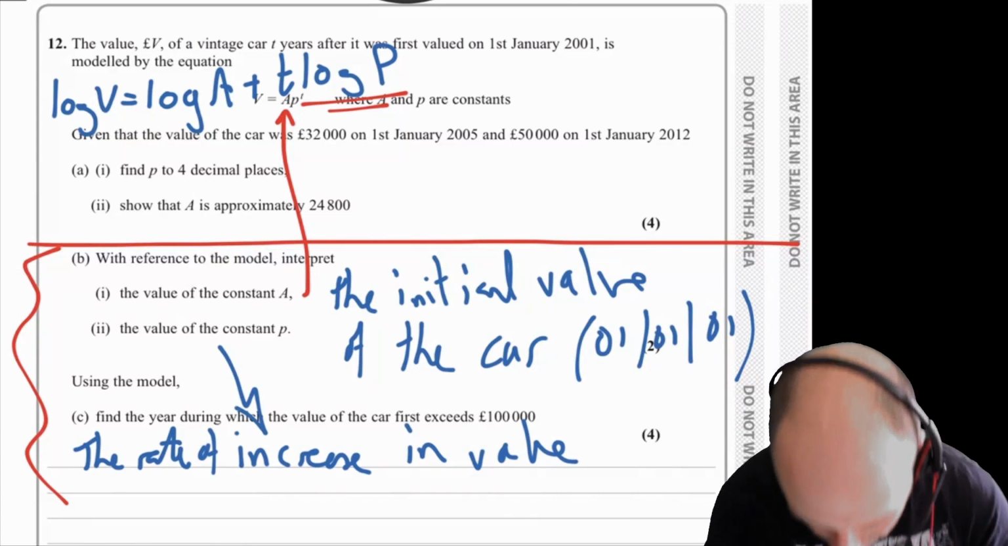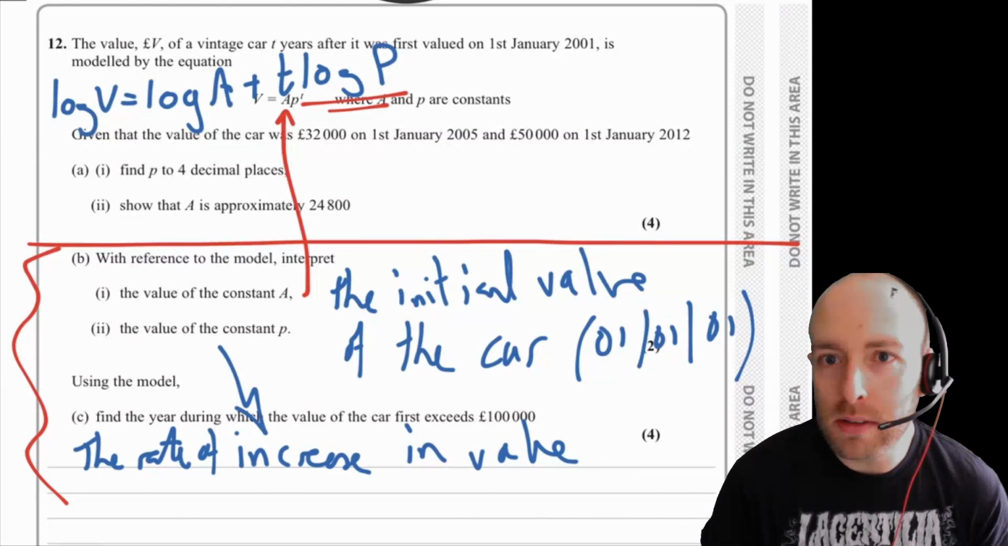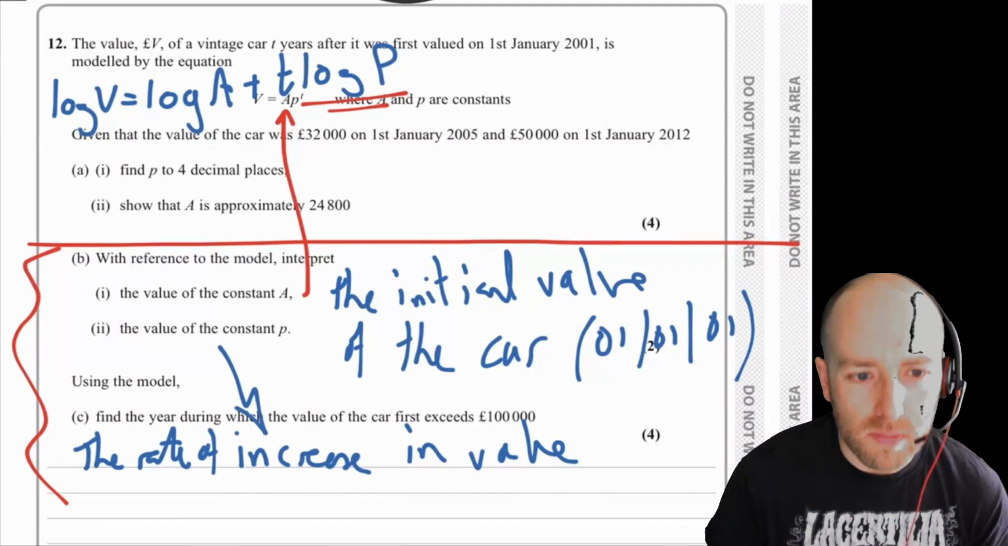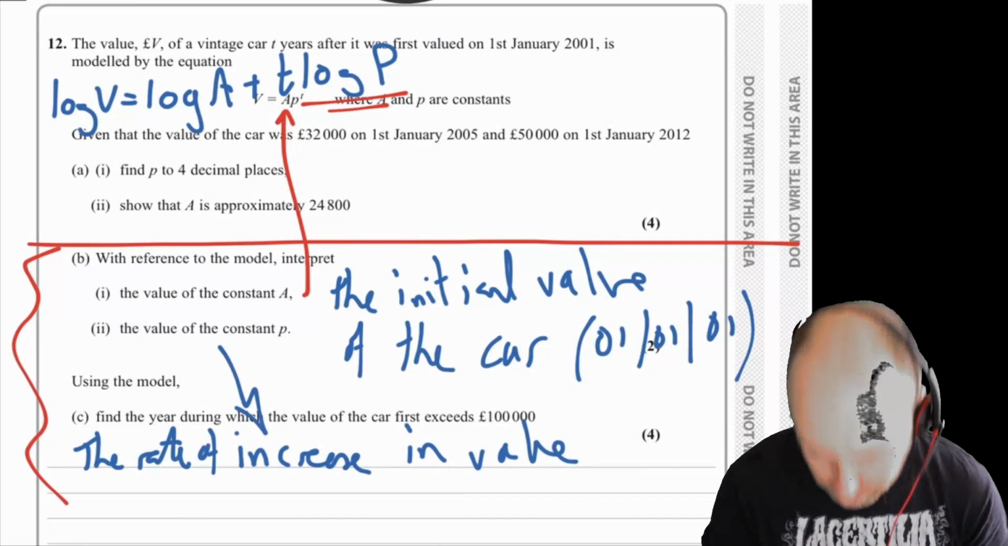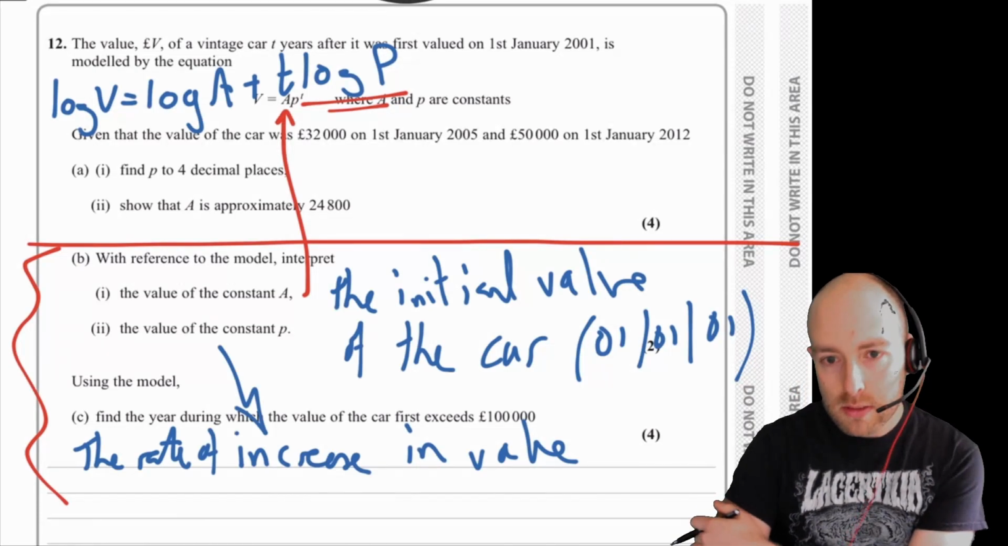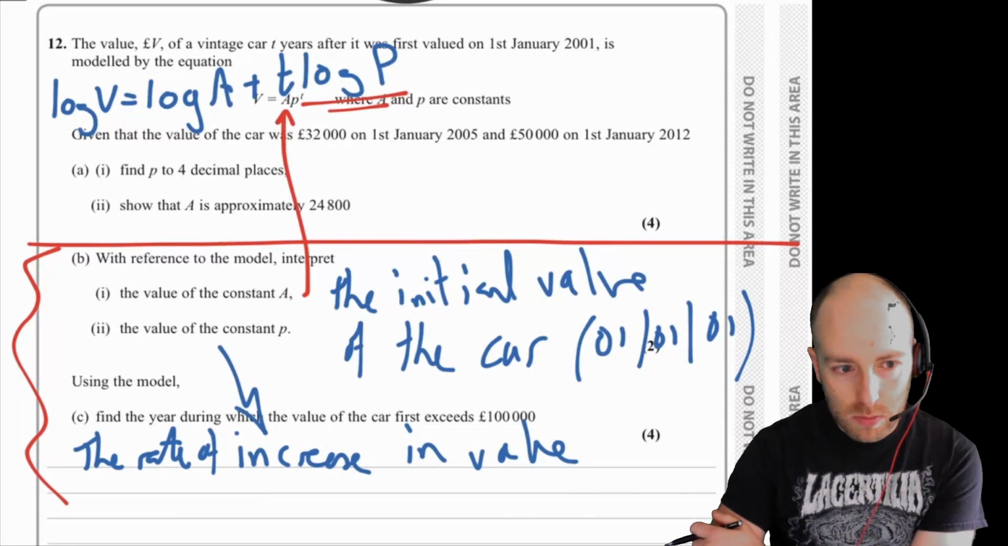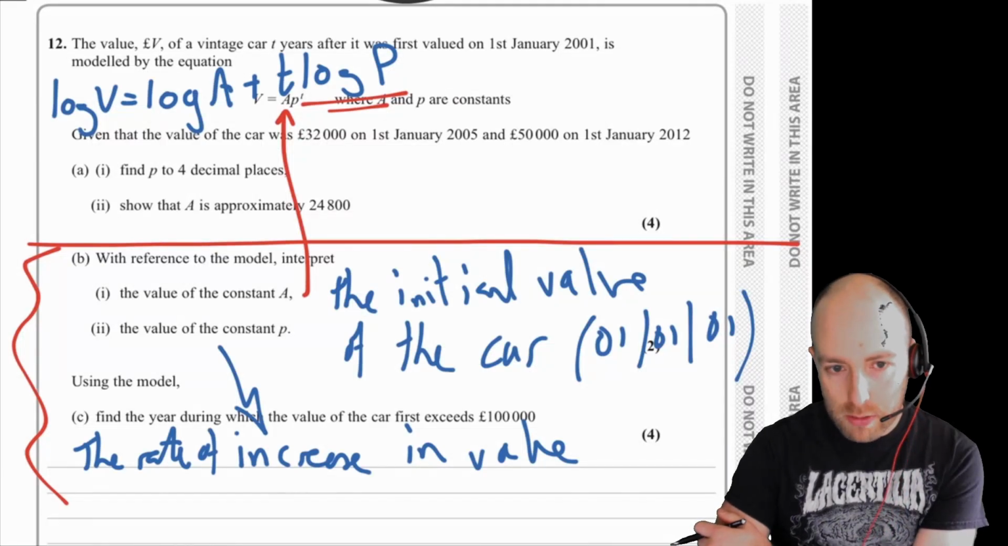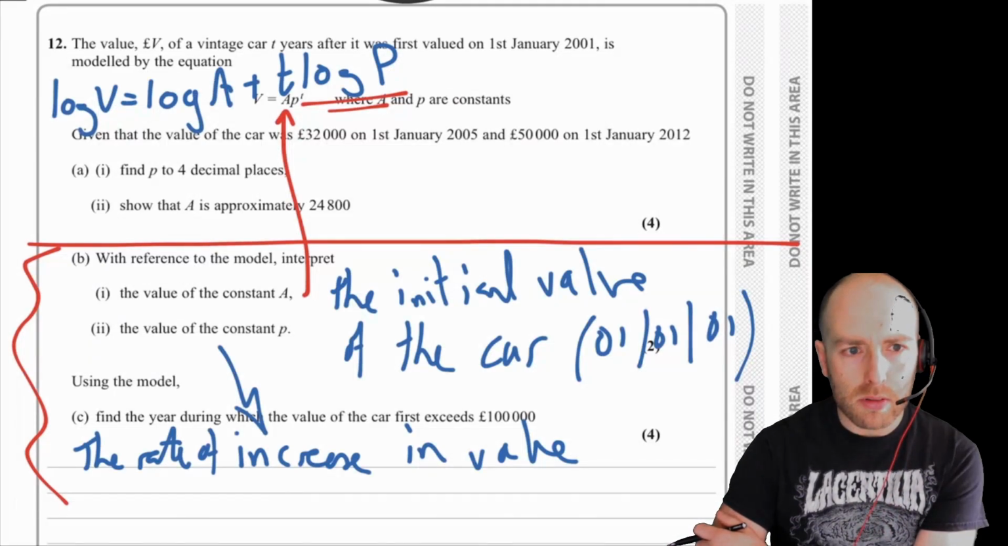Could you guys tell me what A and P were? Because I think I've lost those from last time. I didn't actually save those. Maybe I can fish it out. So the value of A is the initial value of the car on the 1st of January 2001. And P is the gradient or the rate of increase in value. So I'm just trying to find out what P was last time.